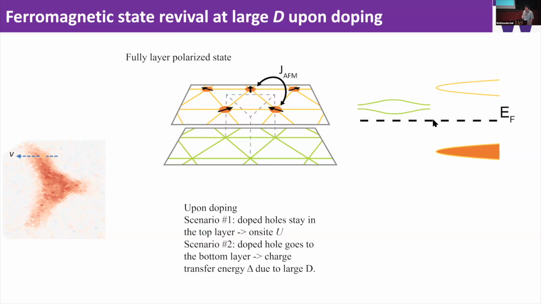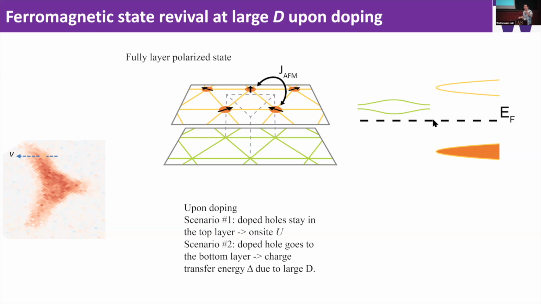Now imagine I start to put extra carriers into the system. Initially, the filling factor is 1, which means every moiré site on the top layer already has one carrier inside. Now we're going to add extra carriers into the system.